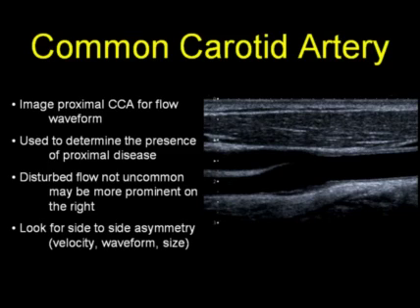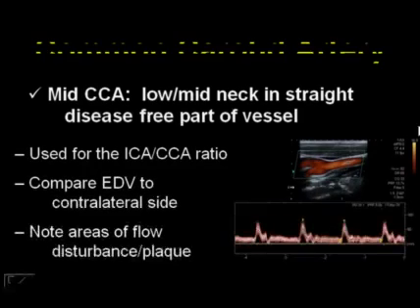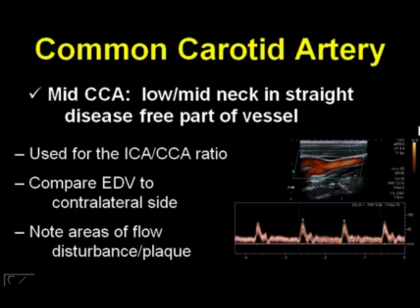Disturbed flow is not uncommon because of the proximity to the heart in these patients. And of course, it may be more prominent on the right because you can get much closer to the origin on the right. I think the important thing in these patients is to look for side-to-side asymmetry in terms of both the velocity, the waveform, and the size. And while I'm on that topic, keep in mind that within the carotid system, asymmetry is very important. There really should not be much difference between the right and the left carotid arteries, although you may know the difference when you're looking at the vertebral arteries. So, evaluation of the common carotid artery again starts out at the origin.